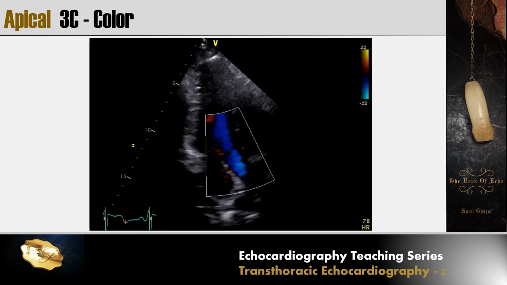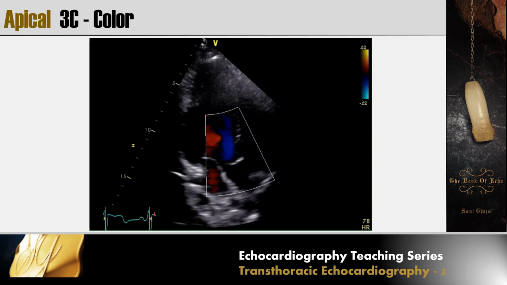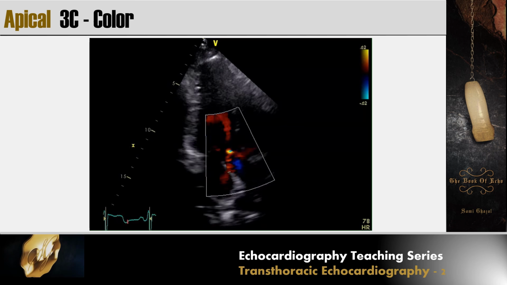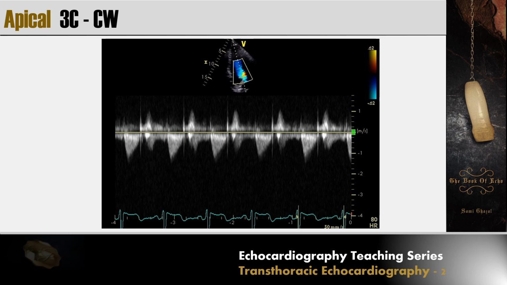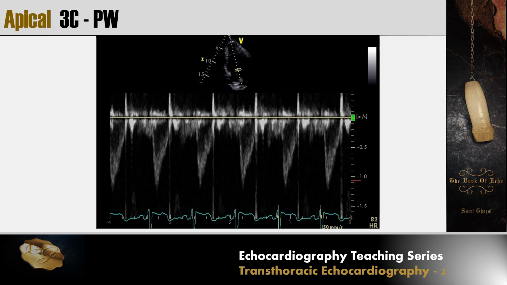Now, similar to apical 5-chamber, we will adjust our color sector to include the LVOT and aortic valve. And guided by the color flow, we will obtain a continuous wave Doppler of the aortic valve. And then we measure also the LVOT by pulse wave Doppler. The reason why we measure it in apical 5 and apical 3, that again, you never know where is the best flow you can get.